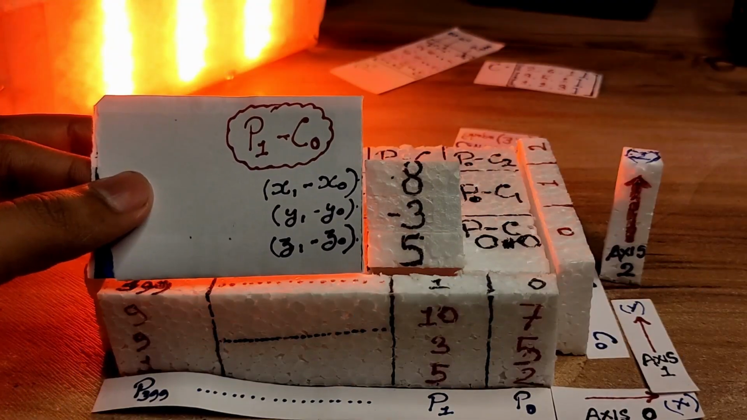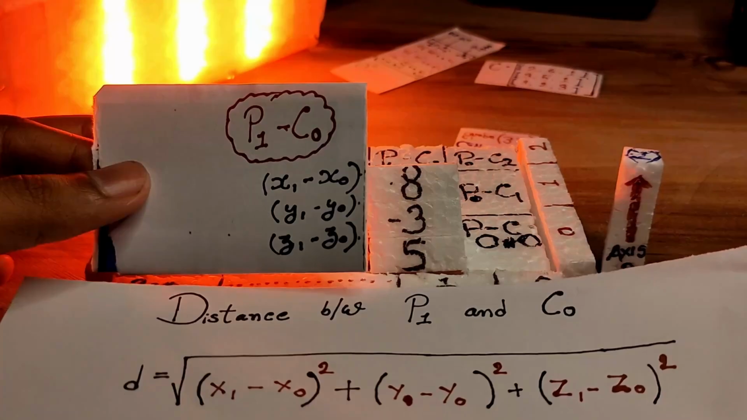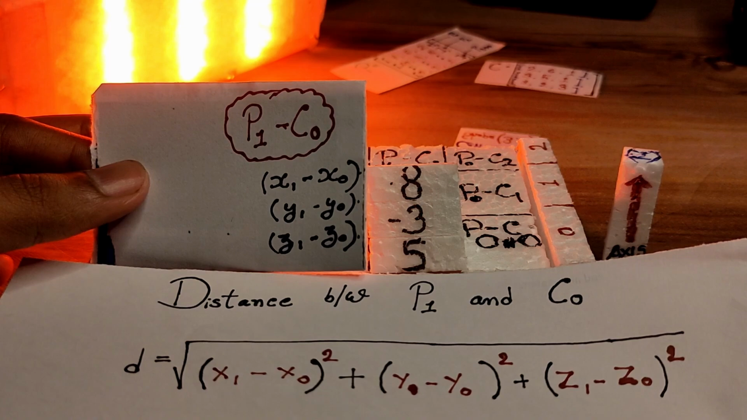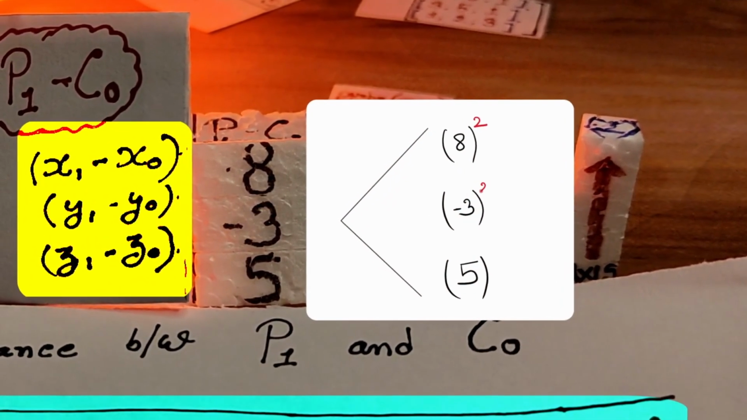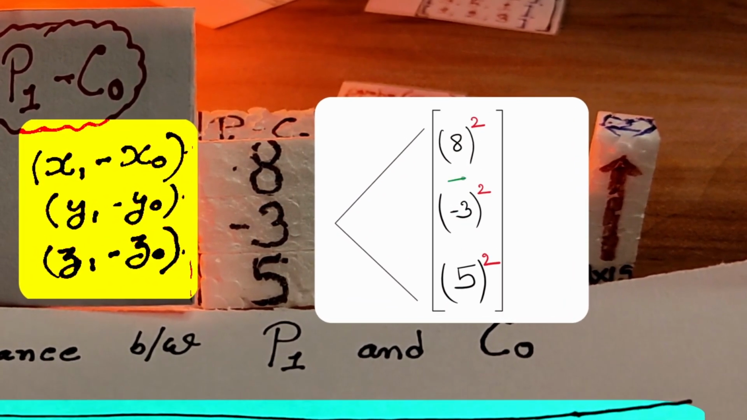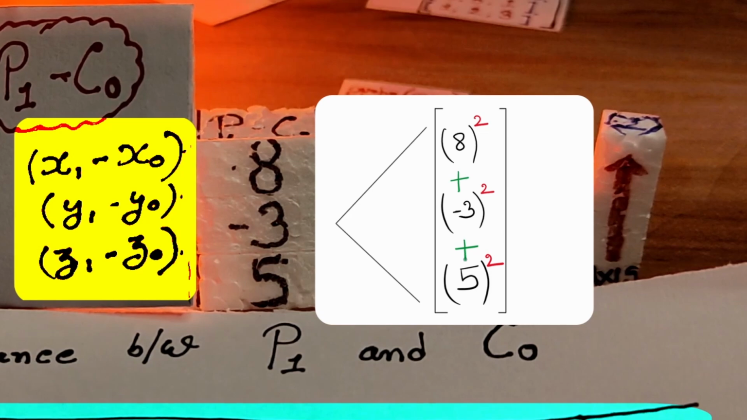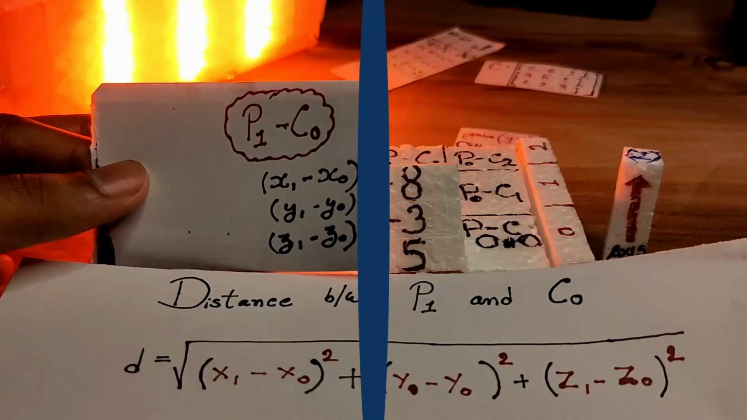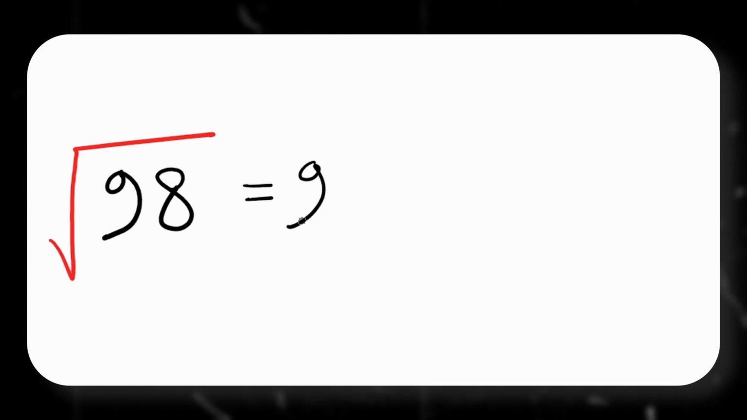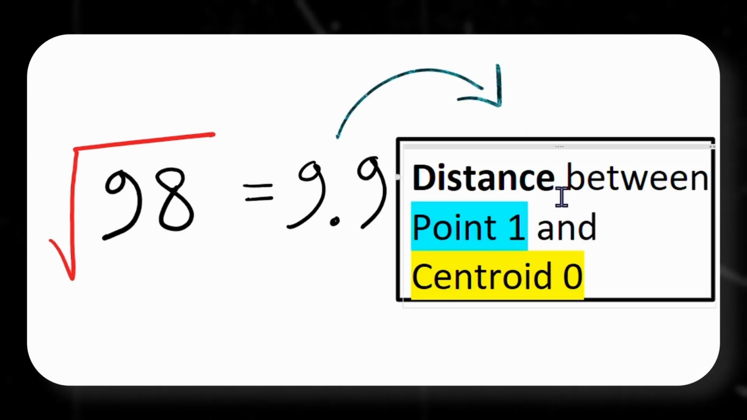We have found a very important piece of the puzzle here. Here we can see each of these values are used to calculate the distance between P1 and C0. Now we will take the square of 8 minus 3 and 5, and then we will add all of those together to get this value here. And then we will take the root of the sum to get the distance between point 1 and centroid 0.